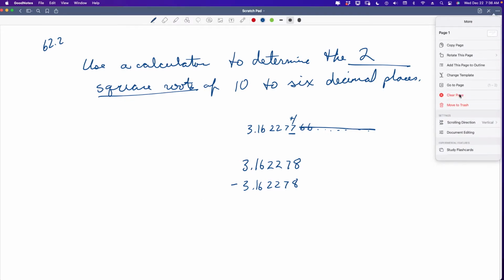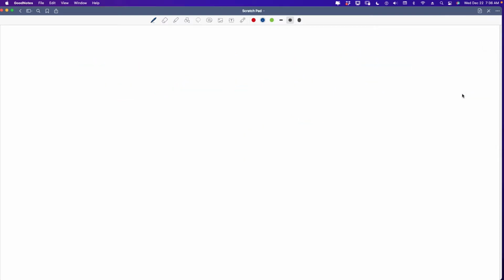So let's clear this, and let's move on to the 62.3. All right, using a calculator, we're going to write the squares of counting numbers 1 through 20. And we've already done 1 through 12. But let's just go ahead and do it anyway. All right, so 1 squared, 2 squared, 3 squared, 4 squared, 5 squared, okay, 6 squared, 7 squared, 8 squared.